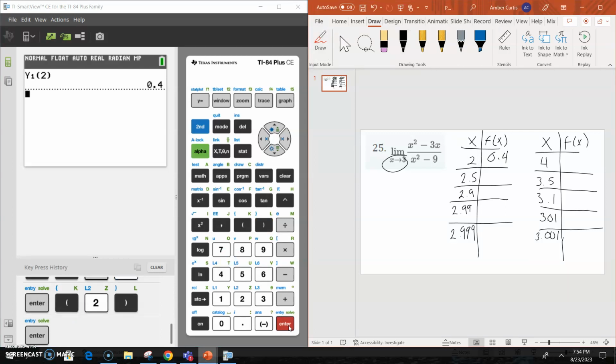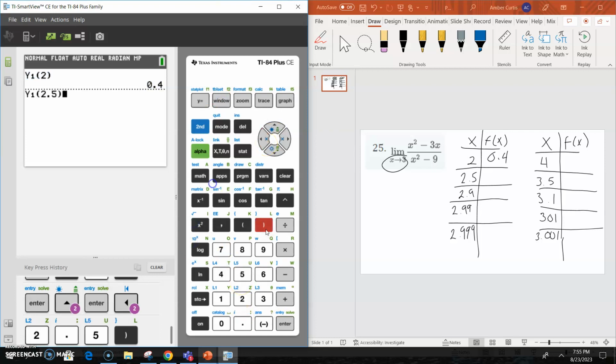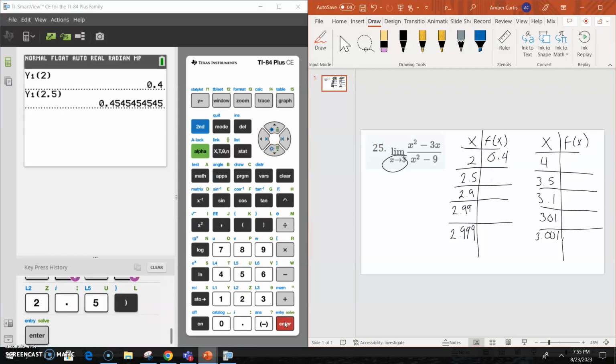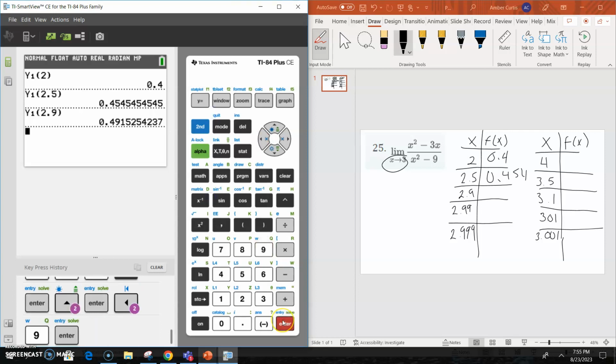I'm going to repeat the process, and I'm going to do it kind of the lazy way. I'm going to hit enter to copy my function, and then I'm going to change this 2 to 2.5. And then I'm going to hit enter. And I see I get 0.454. And then I'm going to repeat that process. I'm going to go back up, and I'm going to change it to 2.9. Then I'm going to hit enter. And then I see that I get 0.491. And I'm going to repeat, and so on.